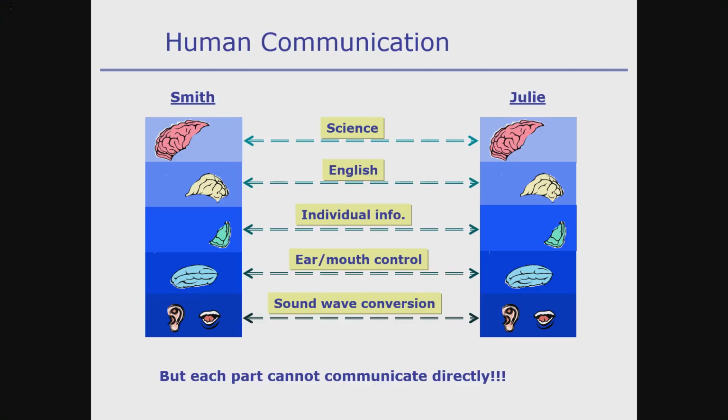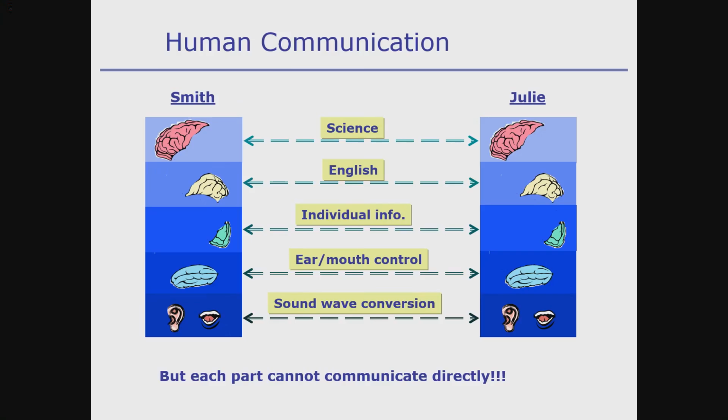So what has to happen is everything, let's say Julie talks. Smith is going to interpret that. First listen, control the ear, have information about Julie, understand the English language, and then and only then understand the science part. So everything Julie is saying has to go through all these layers. There is no direct connection. Same thing for Smith. Okay, so these are the layers.